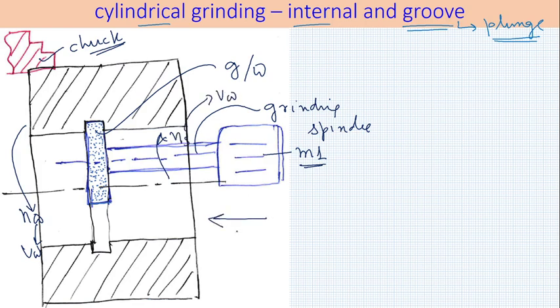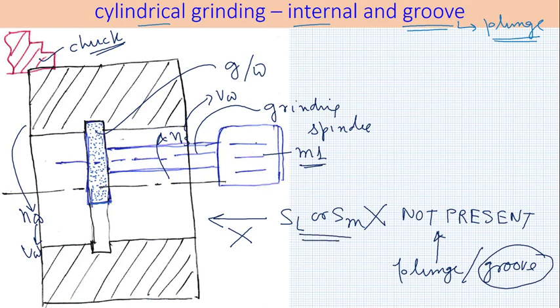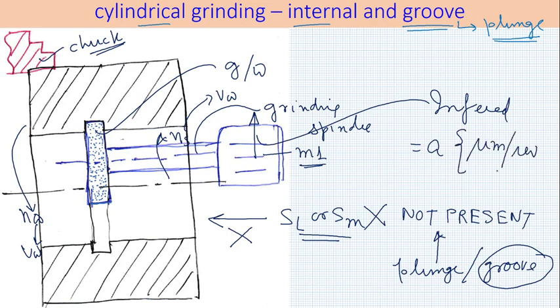This motion is not present. SL or SM is not present. Why is it not present? Because this is a plunge or a groove grinding. To be more precise, this is a groove grinding. So for that reason, I do not require any motion. However, a motion is required in this direction, which is in feed, which is A, and in this particular case, it is micron per revolution of the job.